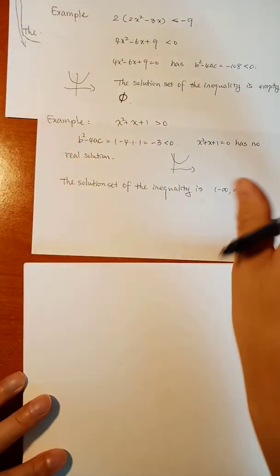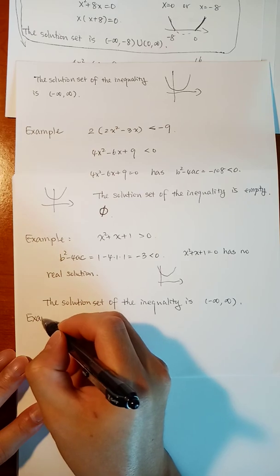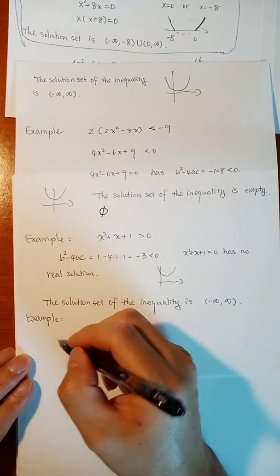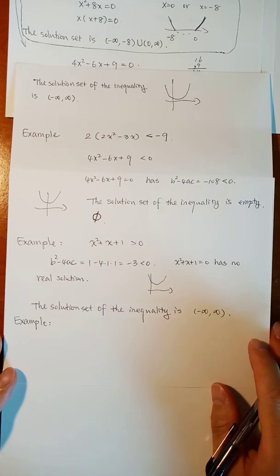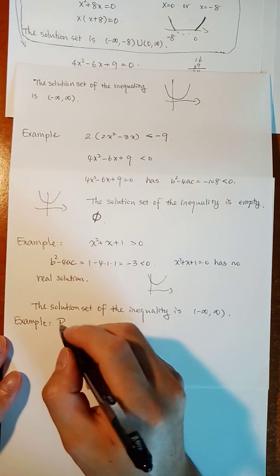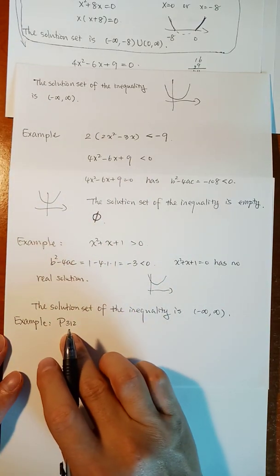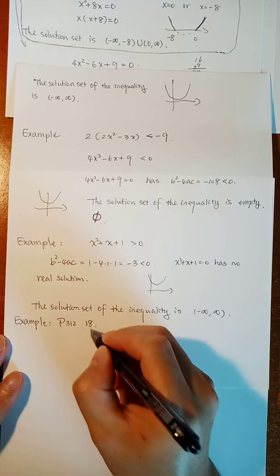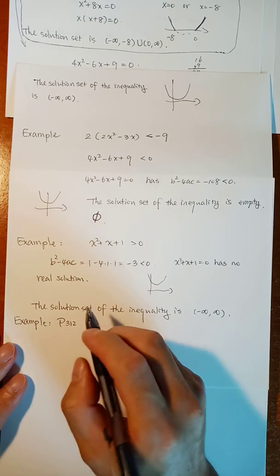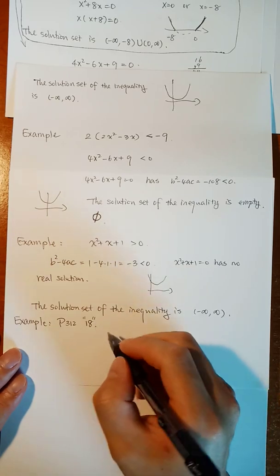Let's see another example. I try to give you more examples because this is something subtle. This is an exercise on page 312, problem 18. I changed this problem 18. Okay, I modified it. They use the greater than 0.